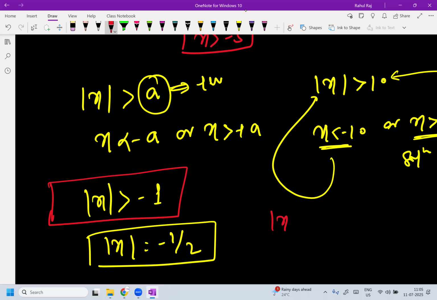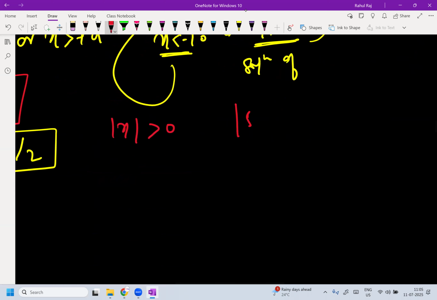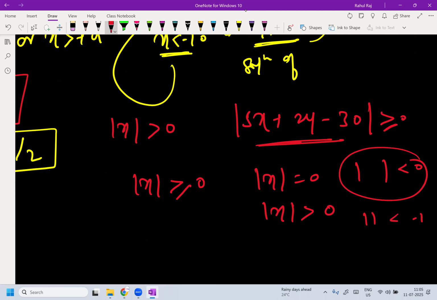Mod as an element is greater than or equal to 0. Anything inside mod, it does not matter, say 5x plus 2y minus 3 minus 30. This mod can never be less than 0. It is not possible in this practical world and mathematical world. It can either be greater than 0 or equal to 0. So mod x can be equal to 0, no issues. Mod x can be greater than 0. But mod of anything can never be less than 0. Mod of anything can never be less than negative 10.